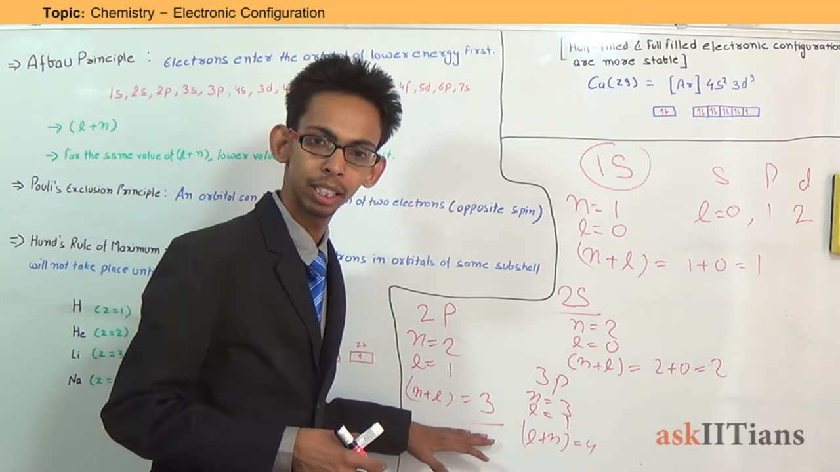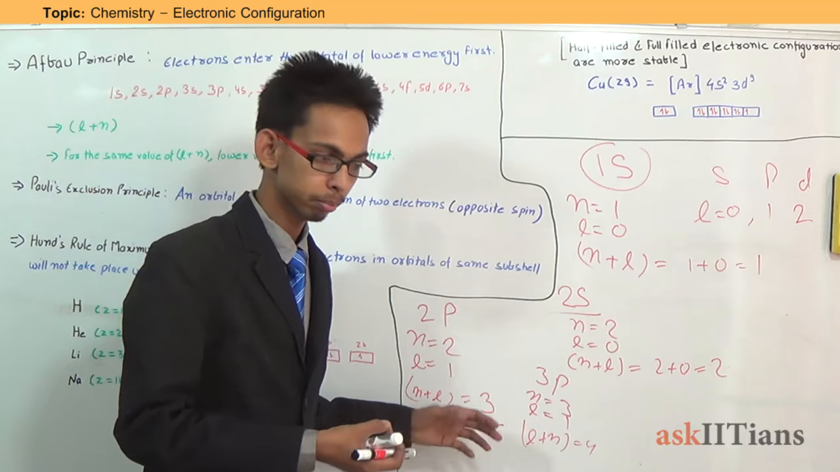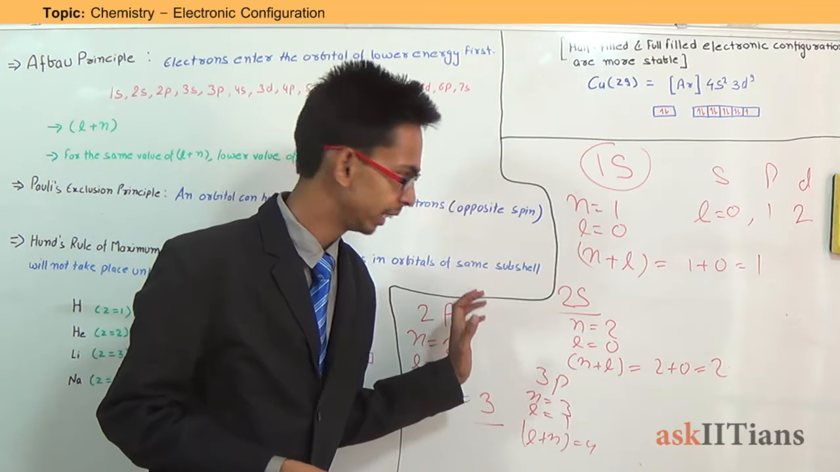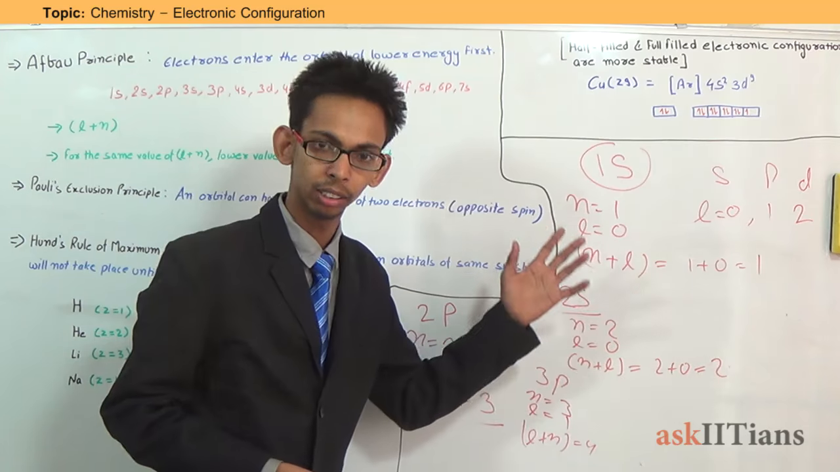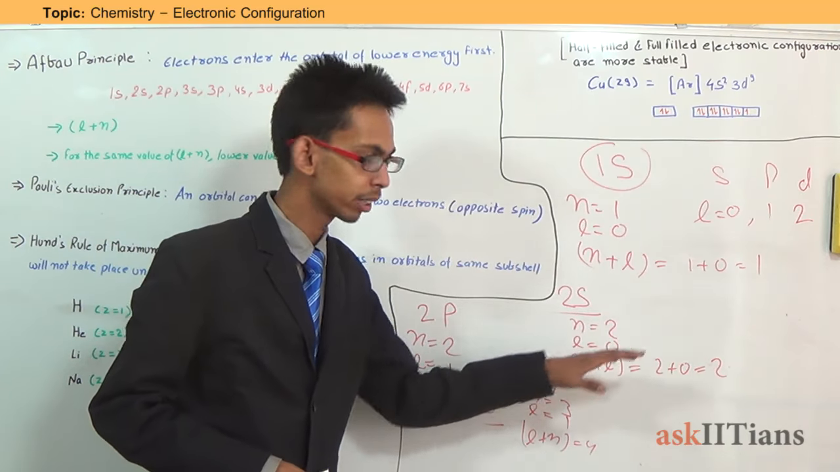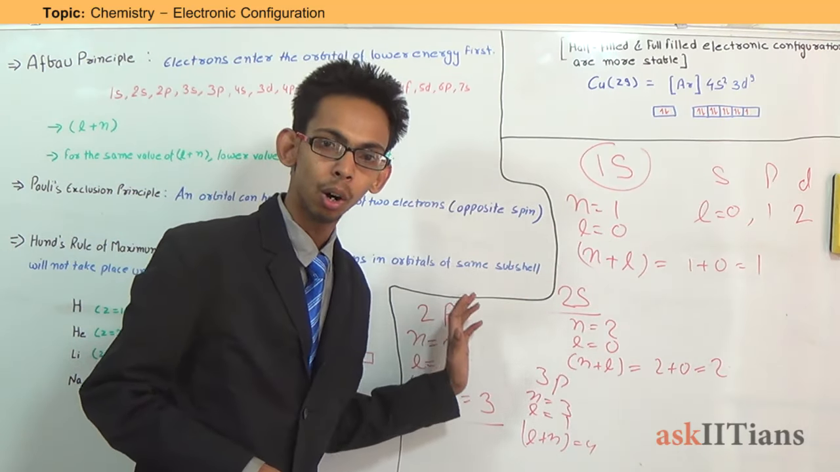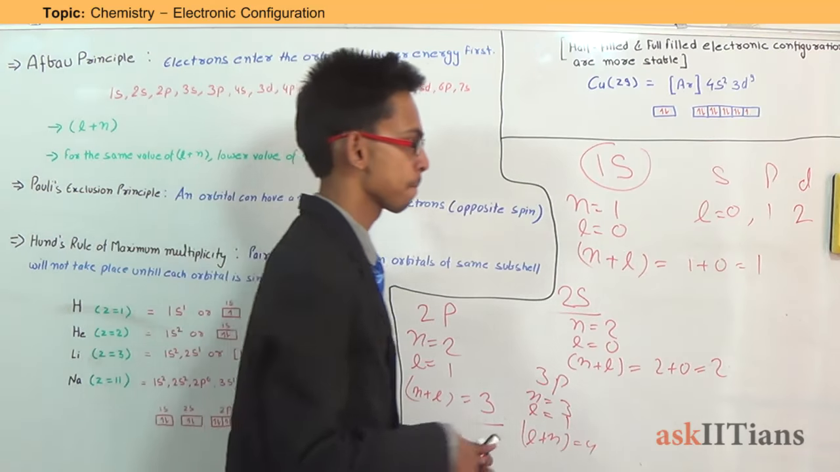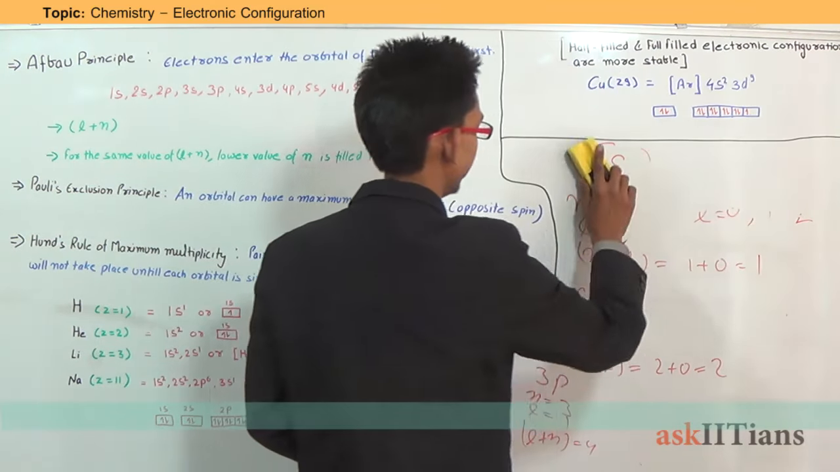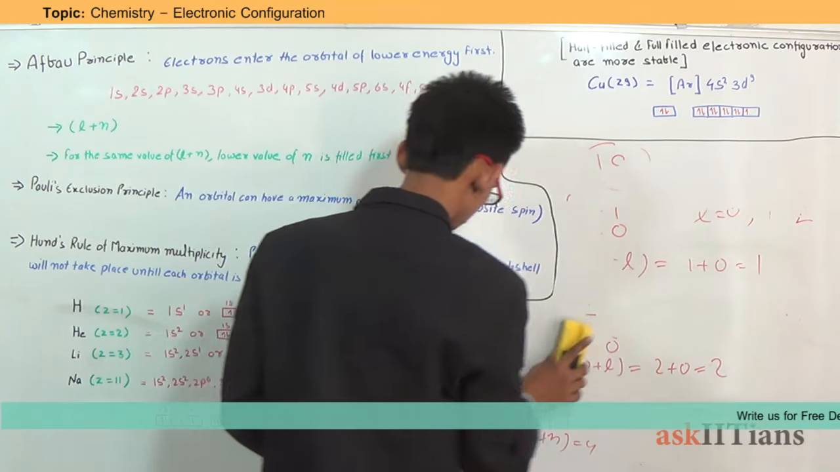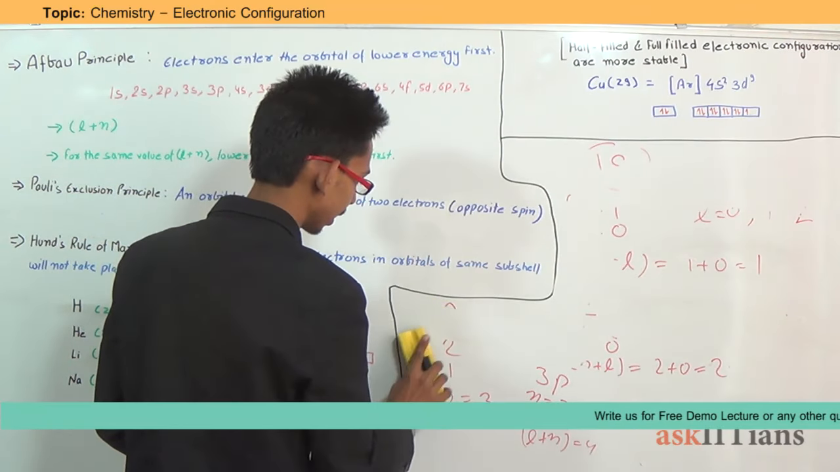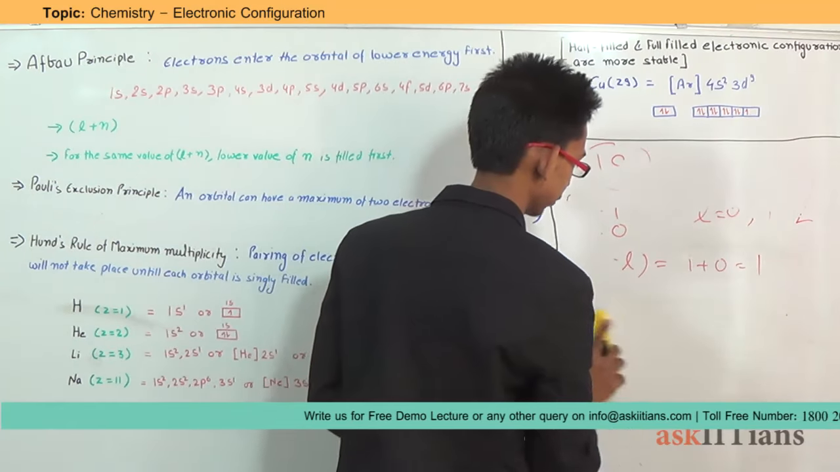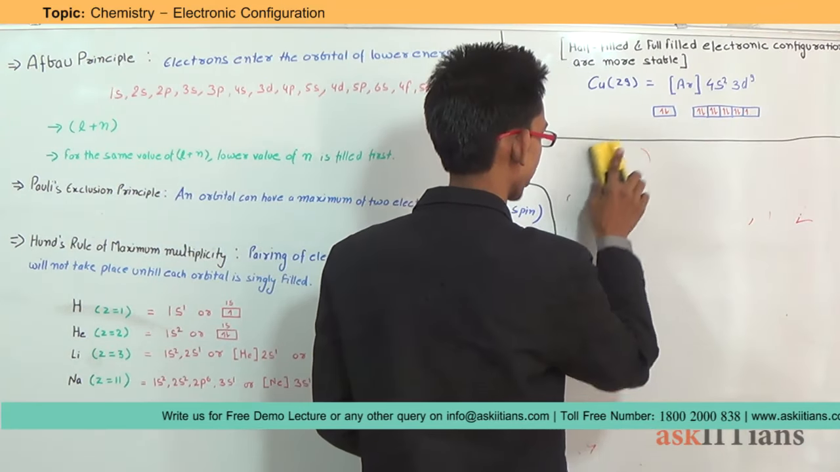Using this n plus l rule, we calculate the values of n plus l for each and every orbital, and we compare those values in order to find out the order of energy. Now, what happens if the value of n plus l for two different orbitals is the same? Then how will we decide the priority?